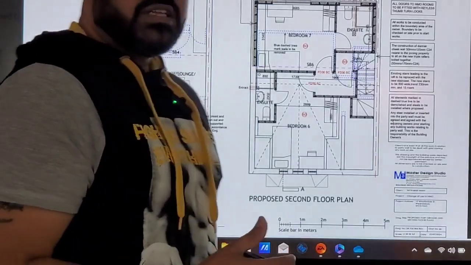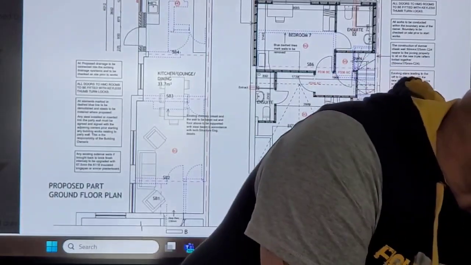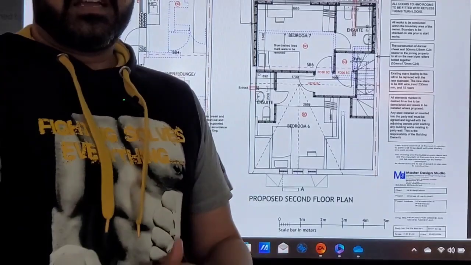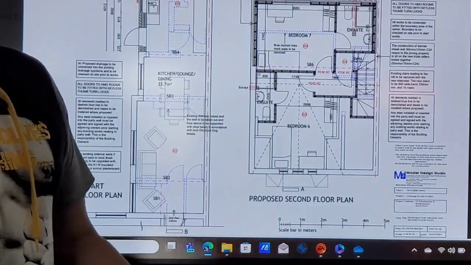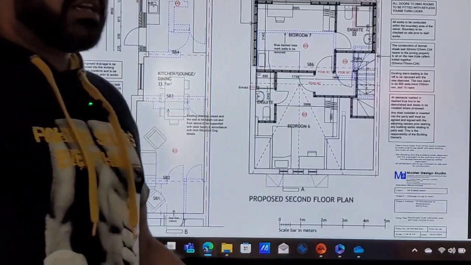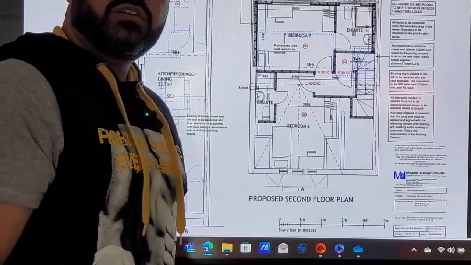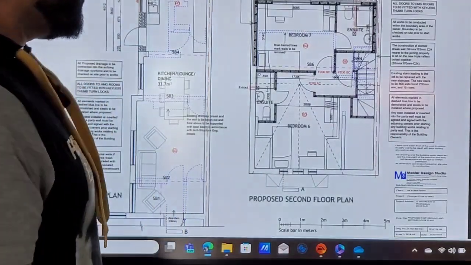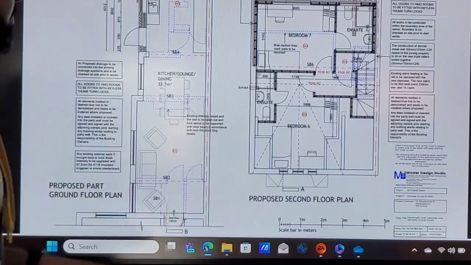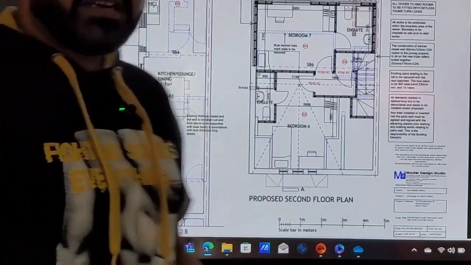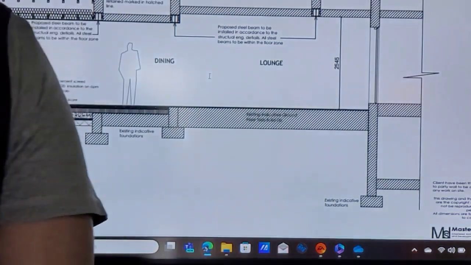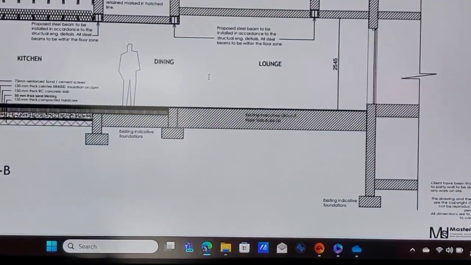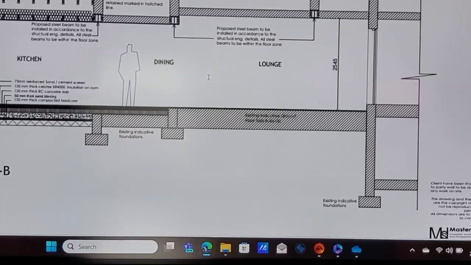Sometimes we see these TV programs where people have actually built their extensions into the neighbor's boundary. I don't know what kind of builders they are. They do that. It shouldn't be done if you're checking it properly. Yeah. So I hope this little lesson has taught you a little bit about how to actually read these plans.